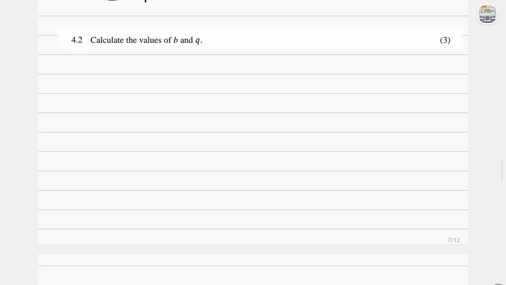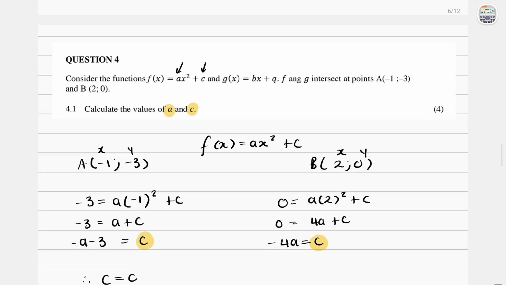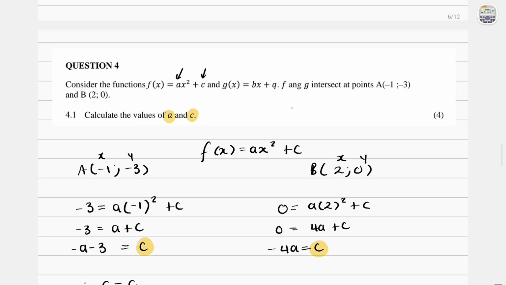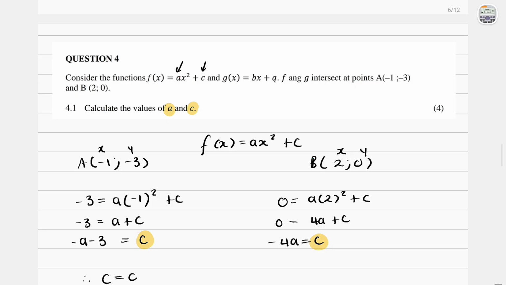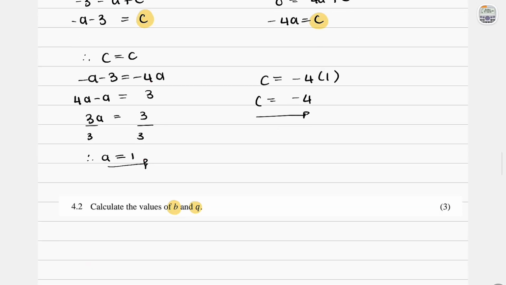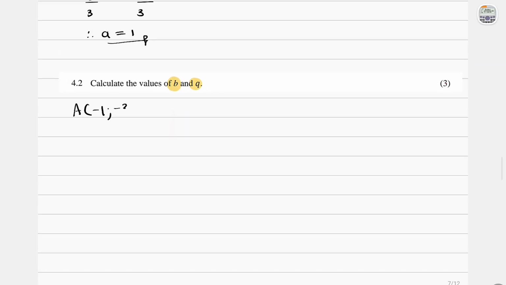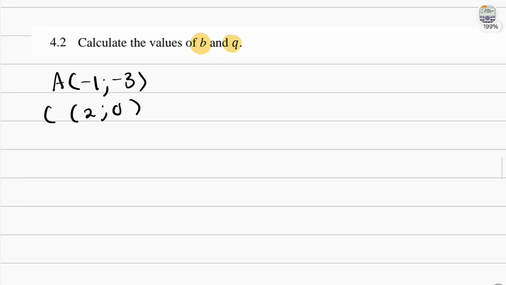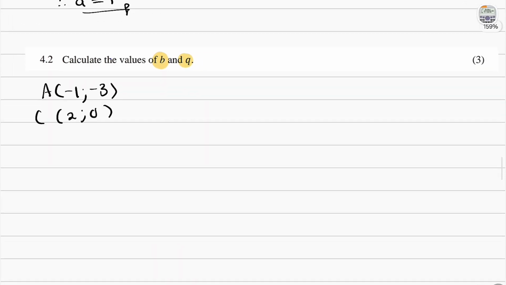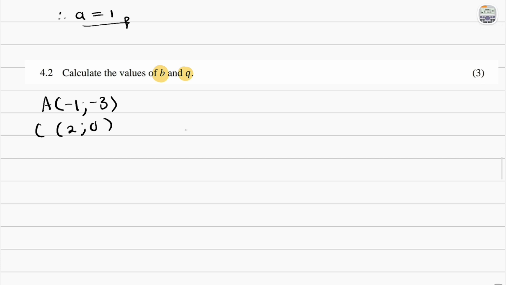The next question, 4.2, says we need to find the values of b and q. Again, these are points of intersection. So both graphs g and f have these 2 points. The graph of g is a straight line, so we just have to find the gradient, and then we need one other point. So we can actually just use this a and c. So a is negative 1 and minus 3, and then c is just 2 and 0.